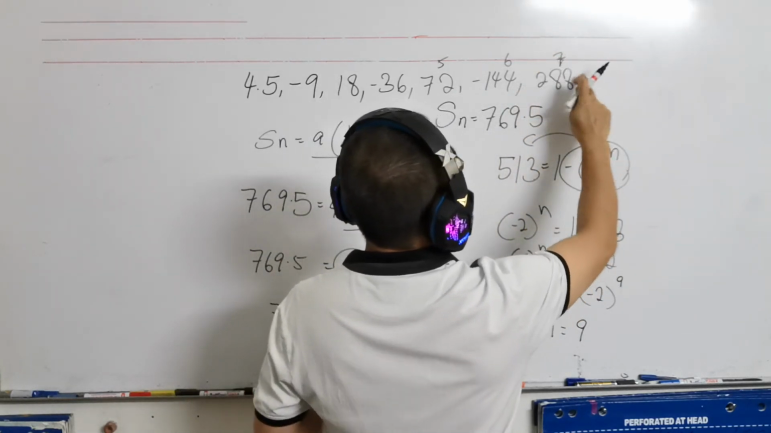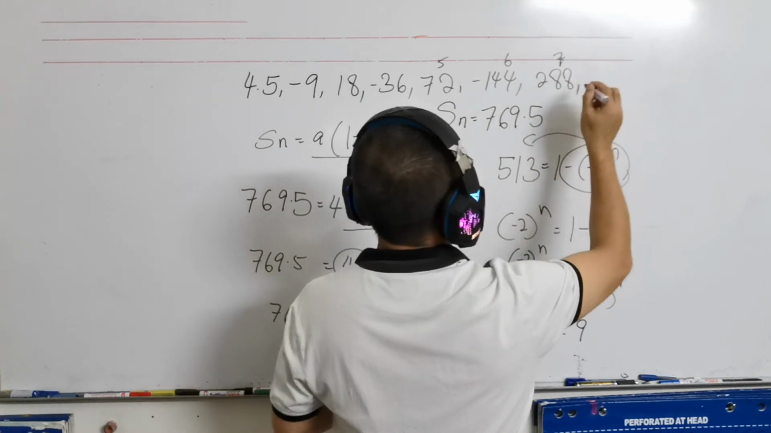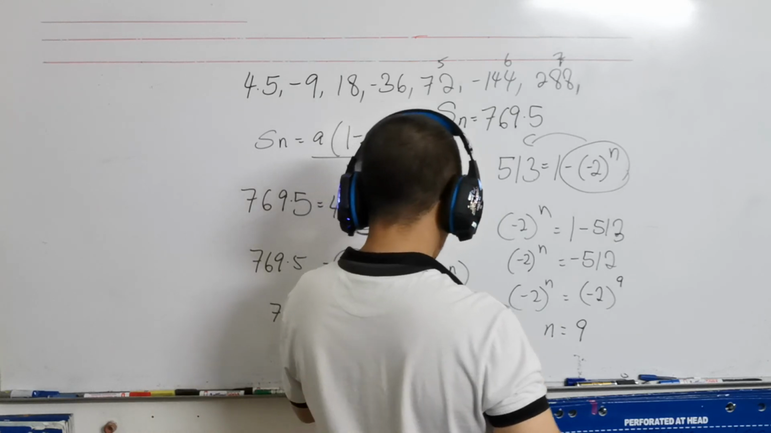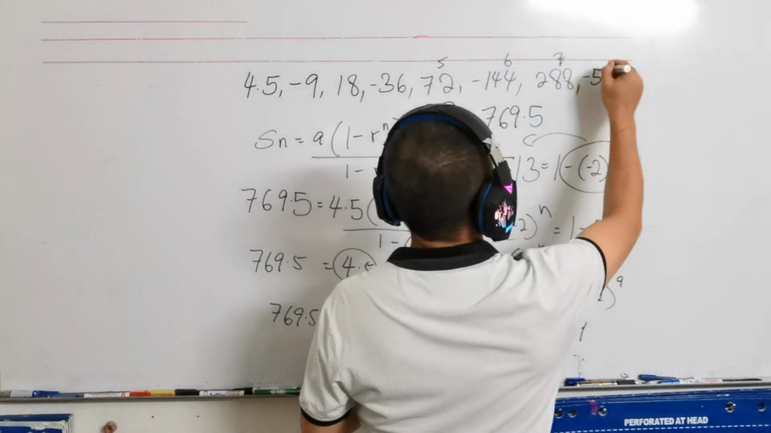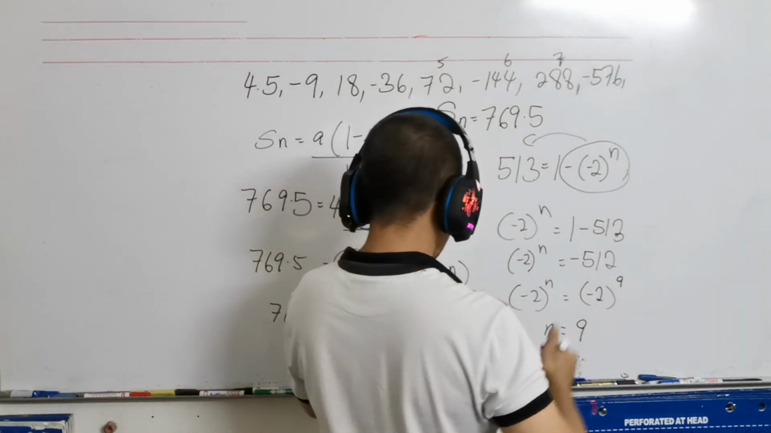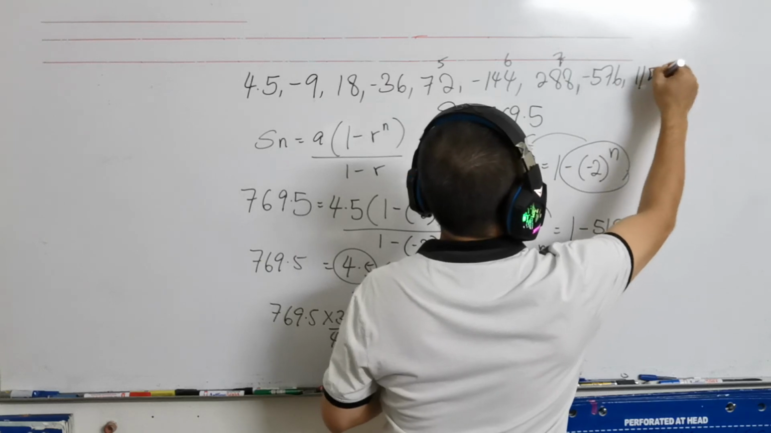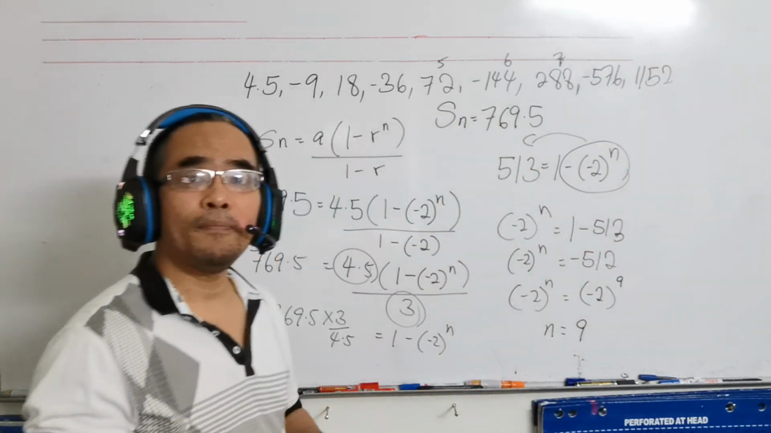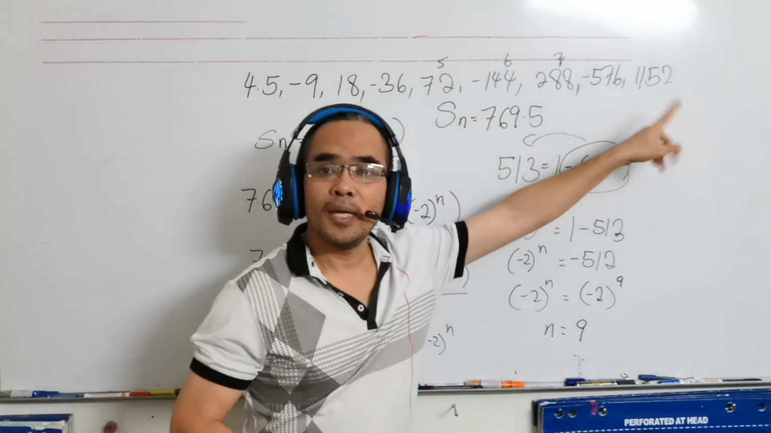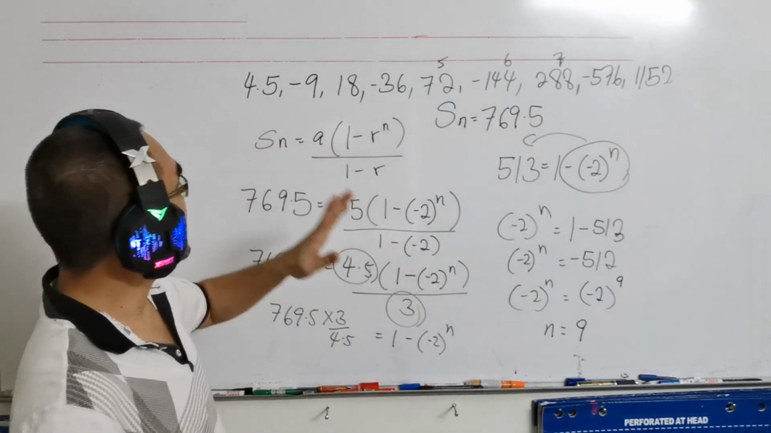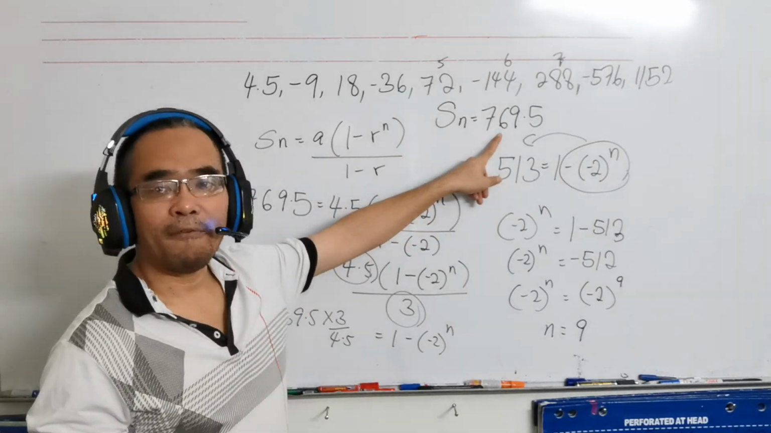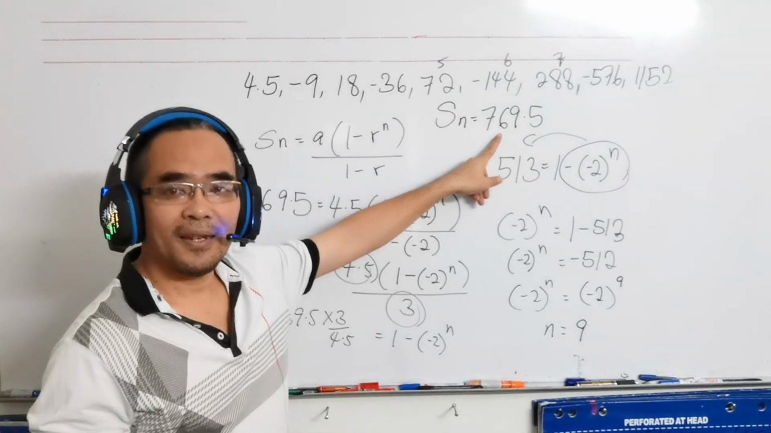this is already the 7, and then 288 times 2 will be 576, and then we have times 2, then 1152. Okay, so what you do now, you just add manually. You will get that the total will be 769.5. Okay, let's try out.